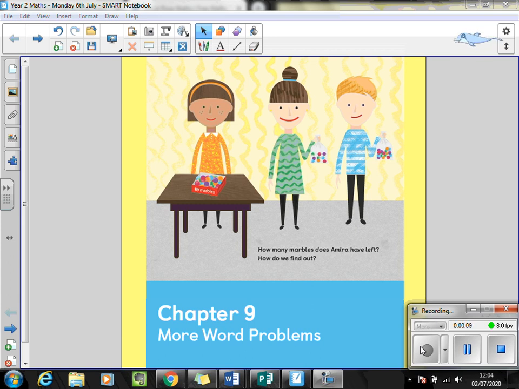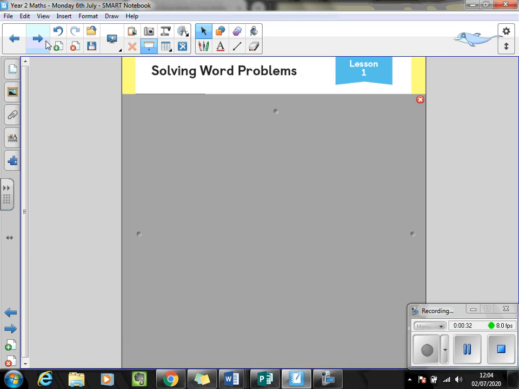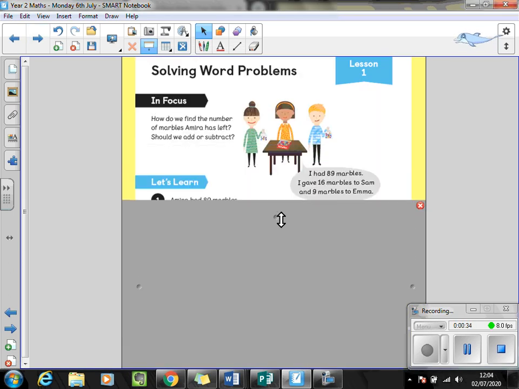Today we're going to try and finish our year by completing one more chapter of our Maths No Problem. And this chapter is based on word problems, so it's going to look mainly at lots of different types of calculations and really get that brain going to think about what strategies and what steps you need to take to answer a question, and also which calculation you're going to use. So let's start by having a look at the in focus task.